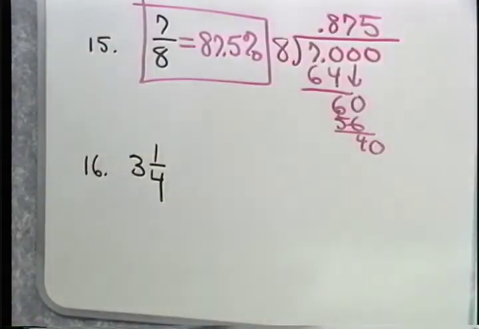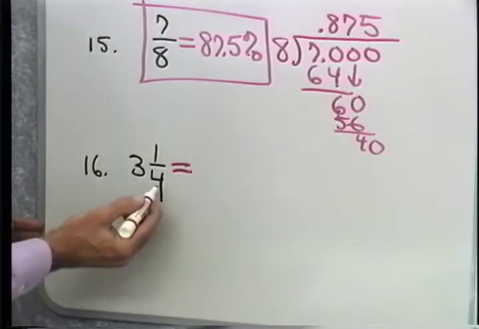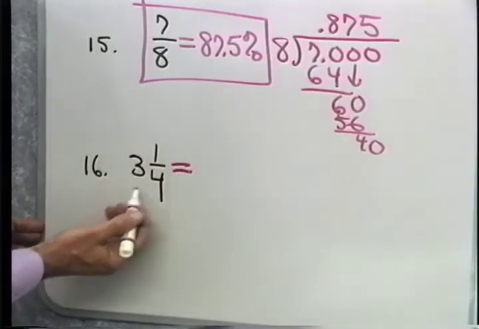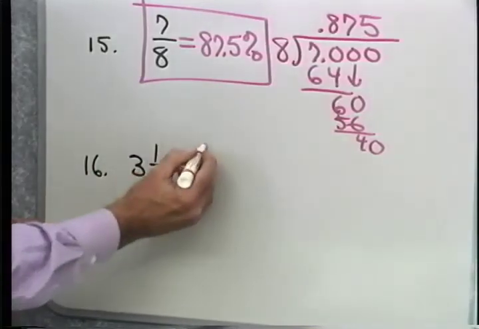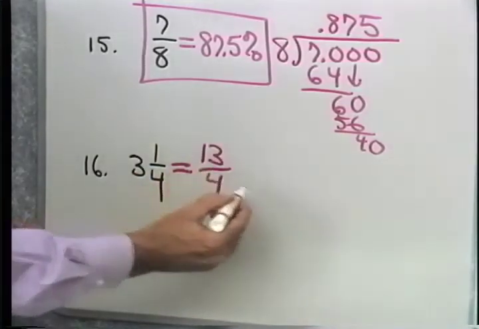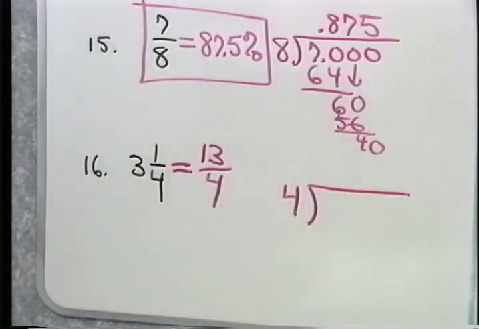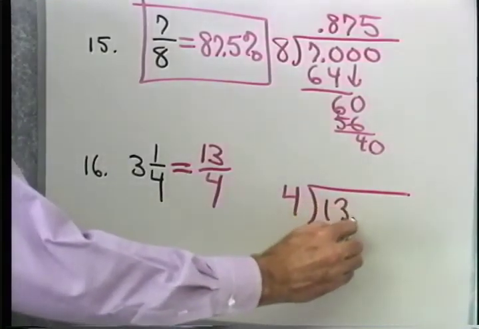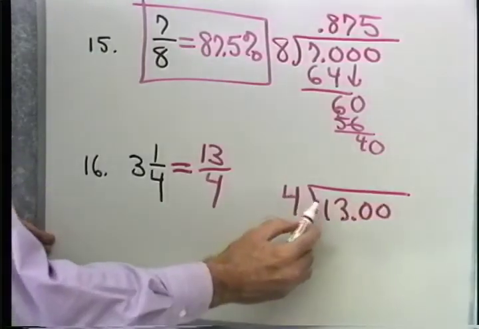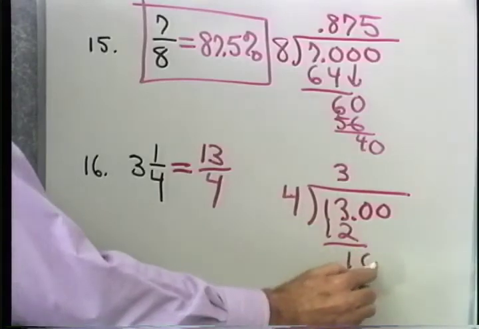Here's another problem. 3 1/4. Well, let's see. A couple of ways to do this. Let's try to change this to an improper fraction. That's one way. 4 times 3 is 12 and 1 is 13. So that's 13/4. So let's divide 4 into 13 and see what happens. So 4 into 13, and I'm going to put a couple of zeros in. 4 goes into 13, let's see, 3 times. So I get 12, subtract, and I get 10.